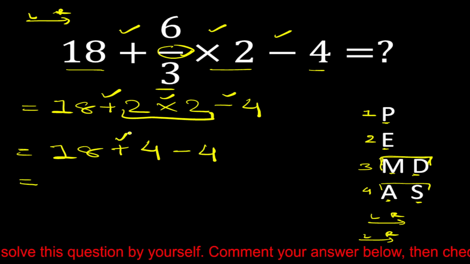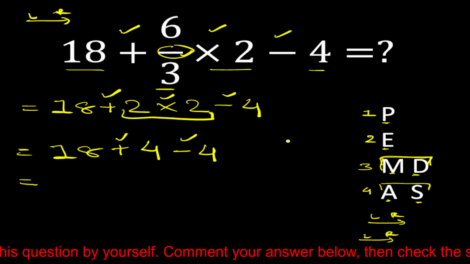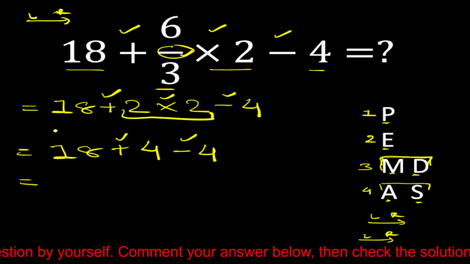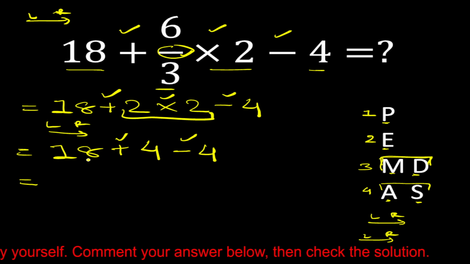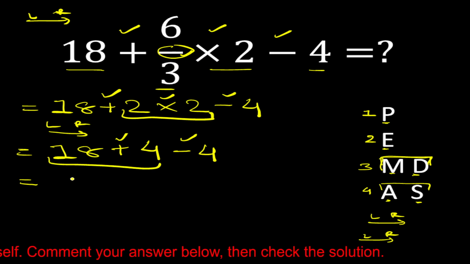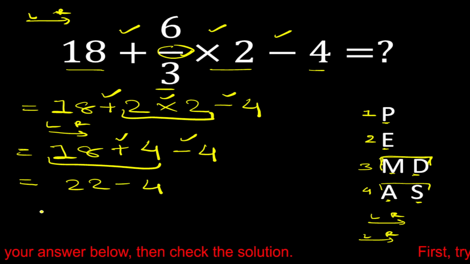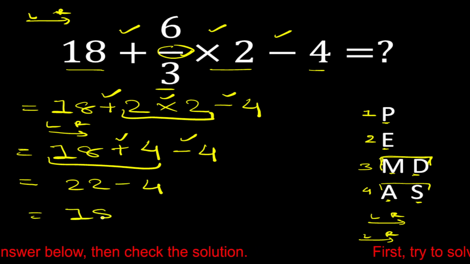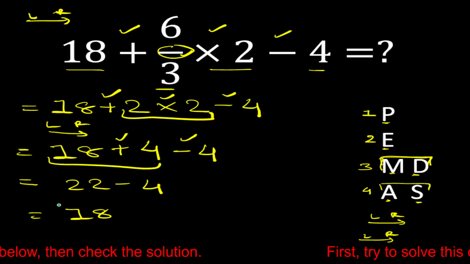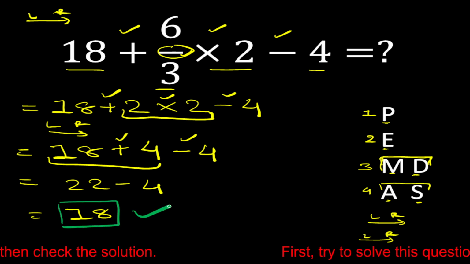Now we have addition and subtraction. Both have equal priority, so we have to solve it from left to right. So first we have to solve this addition. 18 plus 4 is equal to 22 minus 4. Now 22 minus 4 is equal to 18. So the correct answer is 18.